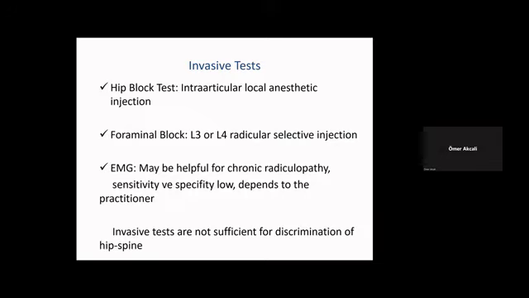Foraminal nerve blocks are more preferable methods than hip injections for radiculopathy diagnosis. They can be used for diagnosis or temporary treatment of radicular pain. EMG is not sensitive, and generally the results can change according to the practitioner's experience.